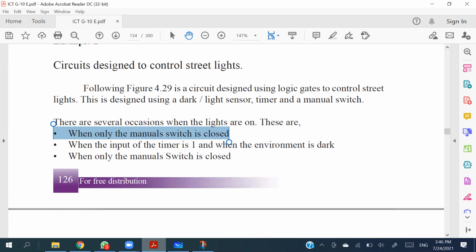And the second scenario that they have said is when the input of the timer is 1 and when the environment is dark. That is the other case. Right, so you can turn on the bulb either from the switch or, in case your switch is closed, I'm sorry, switch is open, right?